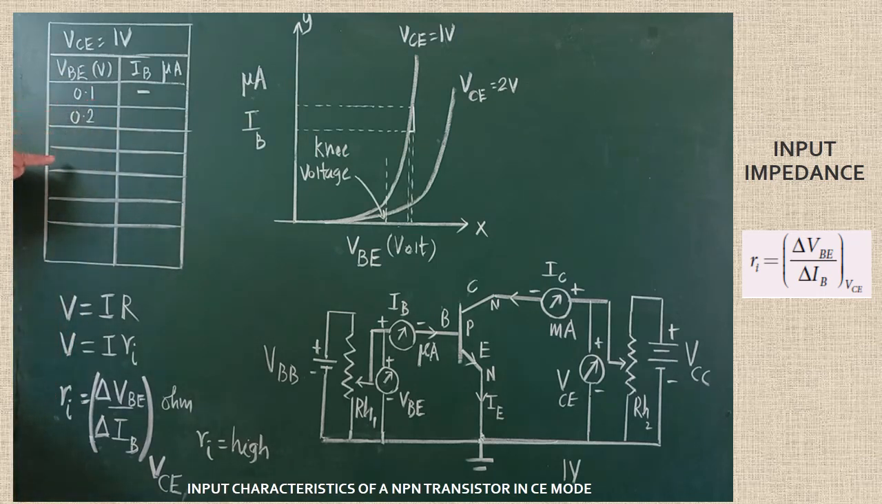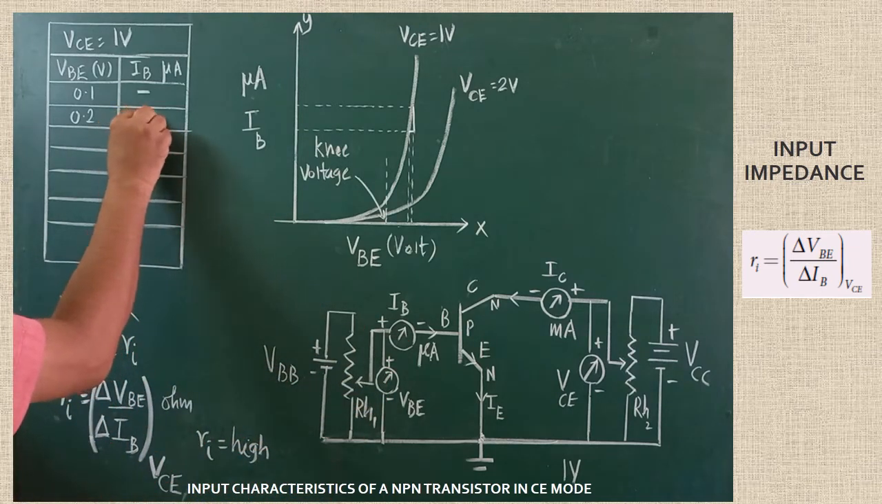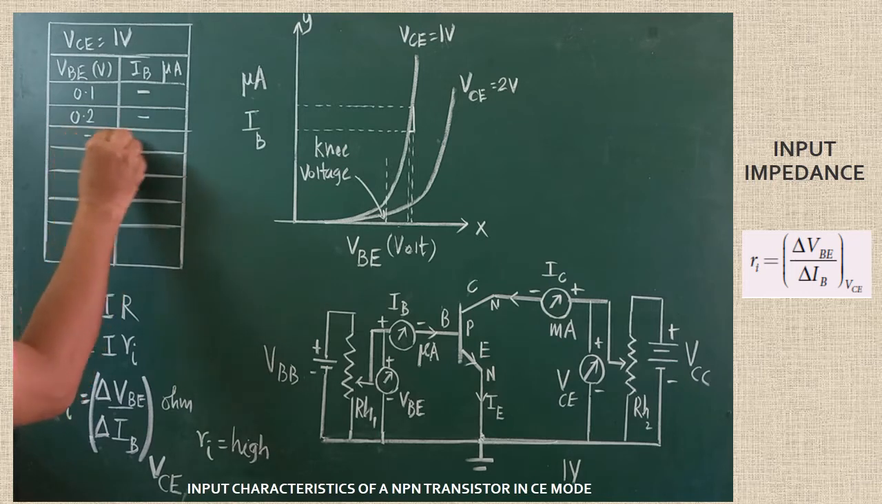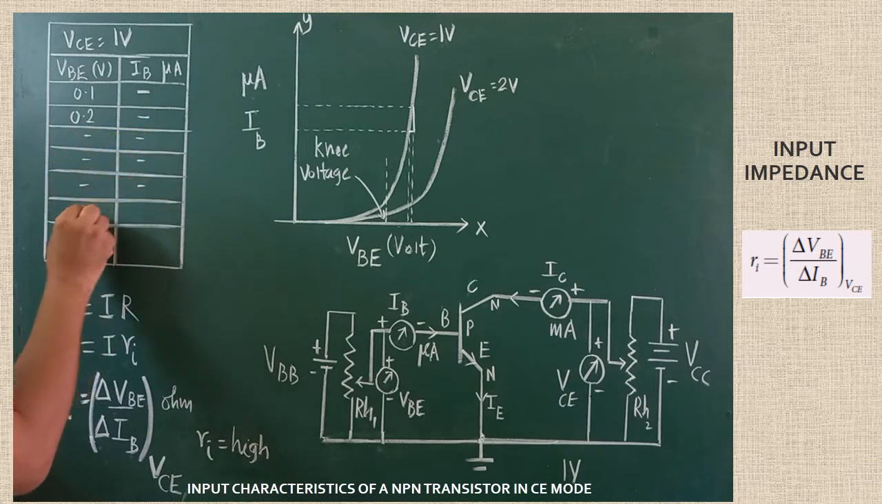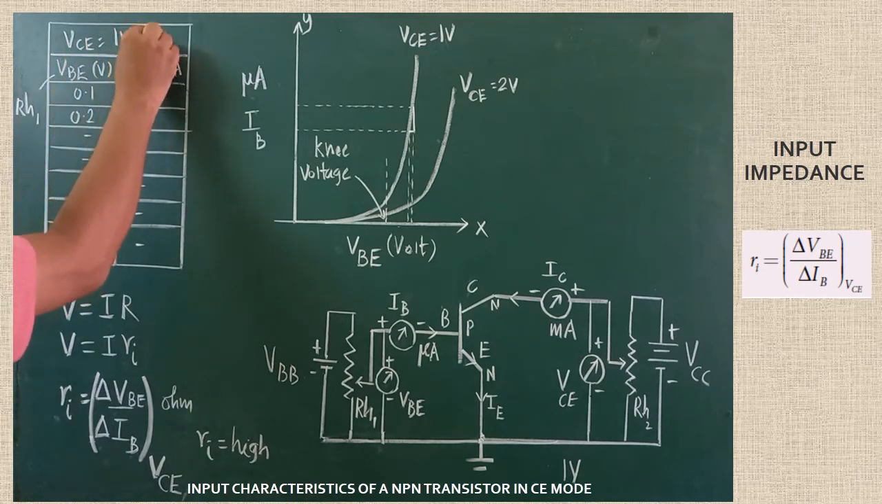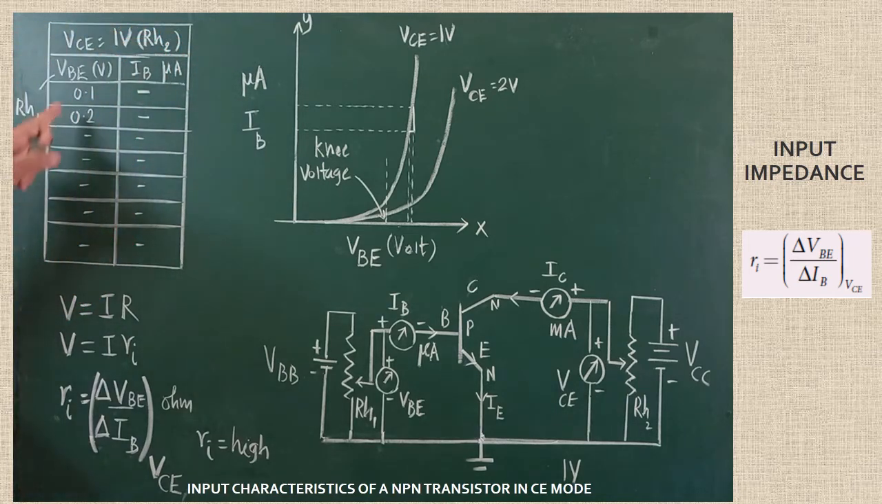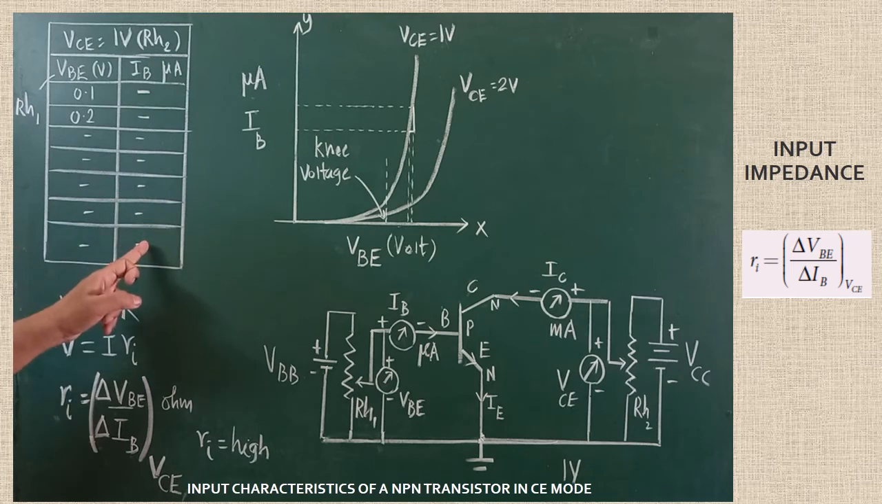So vary the VBE by adjusting the rheostat 1. Note down the corresponding reading in the microammeter, that is the base current. So for various values of VBE, the corresponding IB value is to be noted. When this one is varied, this one is to be observed. VBE can be adjusted by adjusting rheostat 1. Which one is used to keep the VCE constant? Rheostat 2 is used to keep the VCE constant. So adjust the VBE, observe the IB reading. You can easily understand while doing the experiment in the lab.